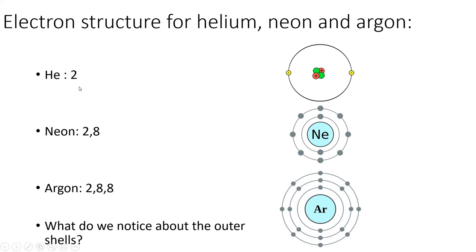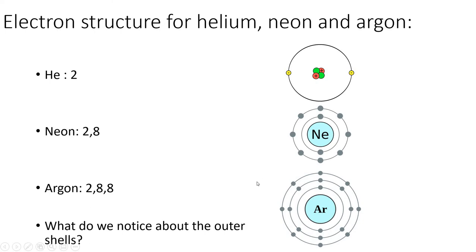Okay, so here's our answers. For helium, its electronic structure is just 2. It's got 1 shell, and it's a full shell. It's got 2 electrons. Remembering our first shell can have a maximum of only 2 electrons. For neon, it's got 2 shells. The first one is full with 2 electrons in it, and the second one has 8 electrons in it. Going down to argon, we've now got 3 shells. First one has 2. Second and third one both have 8.